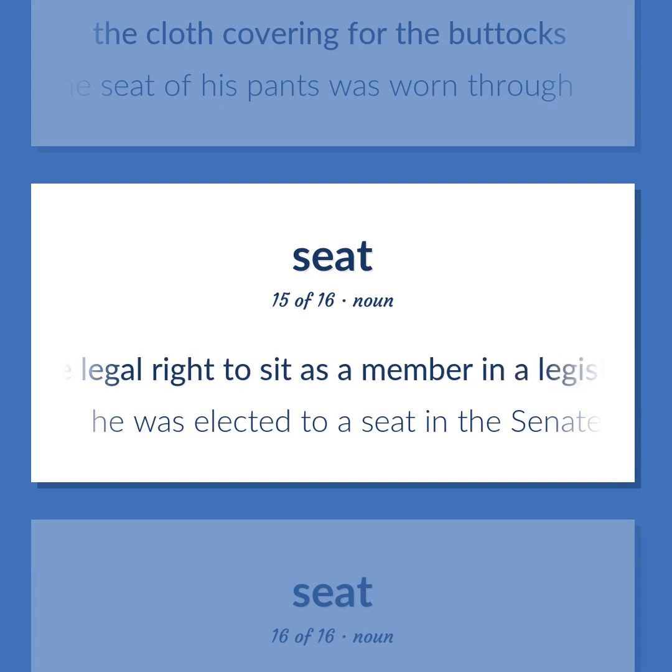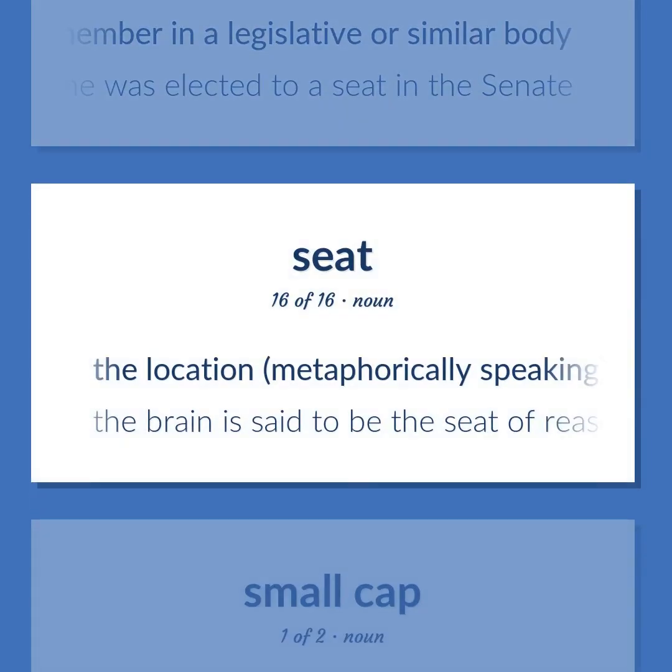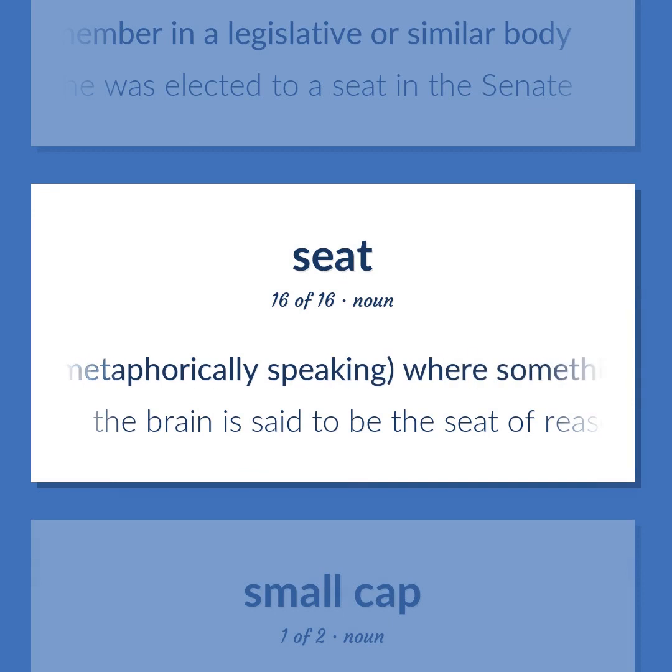The legal right to sit as a member in a legislative or similar body. He was elected to a seat in the Senate. The location, metaphorically speaking, where something is based. The brain is said to be the seat of reason.